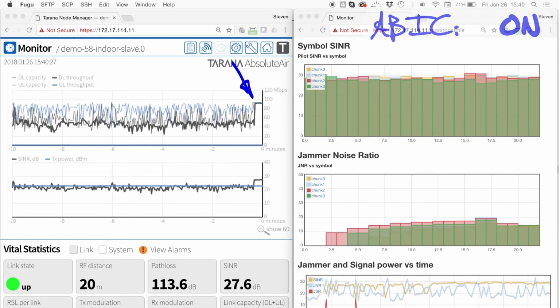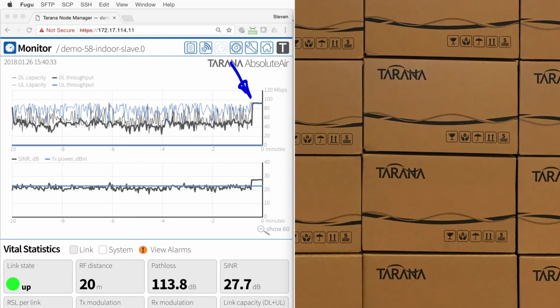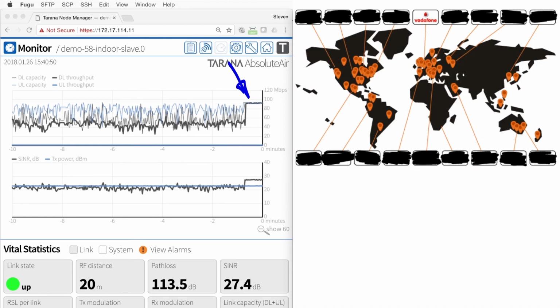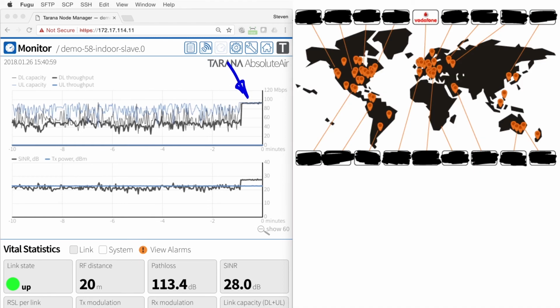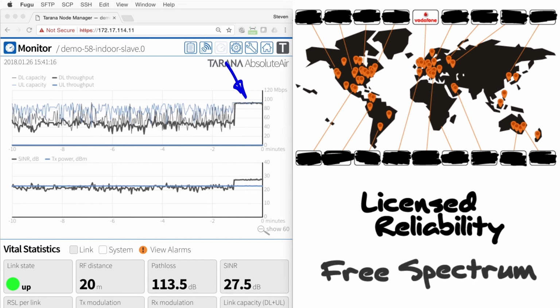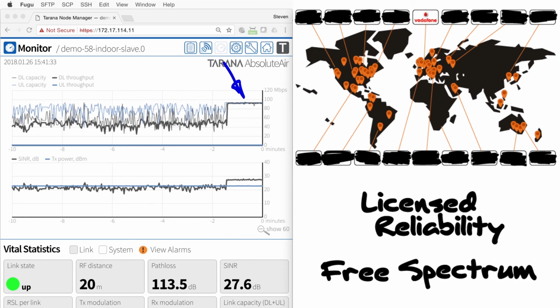Note that this isn't just a cool lab trick. Our ABIC technology has been featured in our commercial AA2 products for a couple of years now. It's been extensively validated by Tier 1 service providers, most of whom we can't name just yet, and is delivering license band reliability in free unlicensed spectrum, day in and day out, in deployments all over the world.